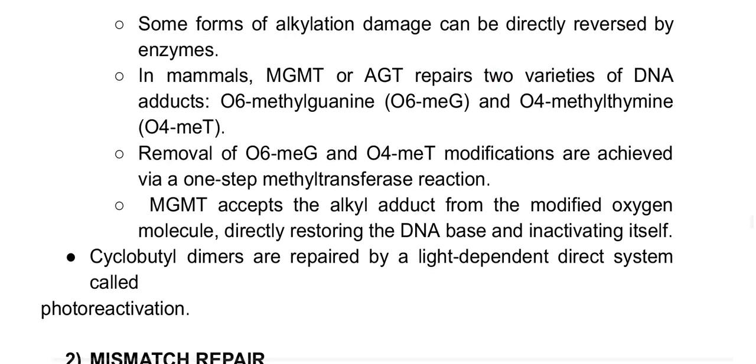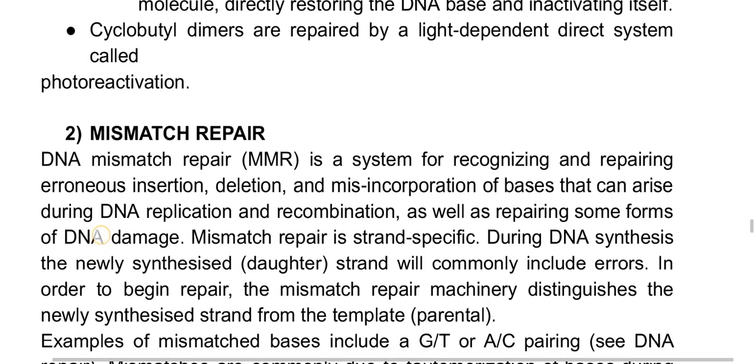Some forms of alkylation damage can be directly reversed by enzymes. The enzyme MGMT, or AGT, repairs two varieties of DNA adducts, O6-methylguanine and O4-methylthymine. Mismatch repair.